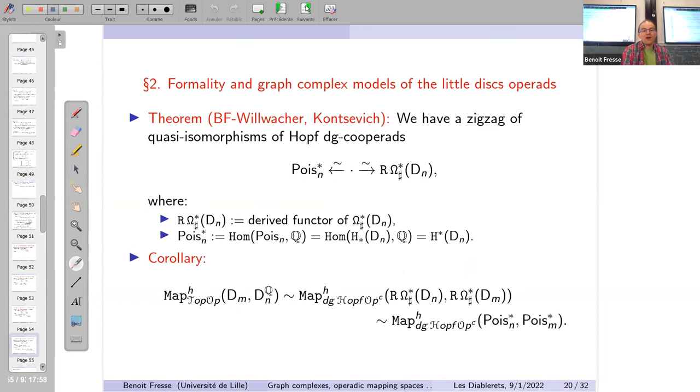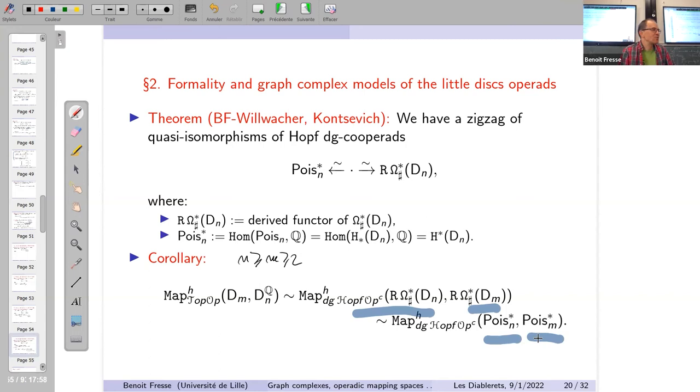Okay. Now the follow-up is that this mapping space that we now want to compute between the model of D_n and of D_m can be reduced to the mapping space between the n Poisson cooperad and the m Poisson cooperad. This is for n larger than m larger than or equal to 2. And you have the same result for m equals 1, then you have to put the associative cooperad actually.